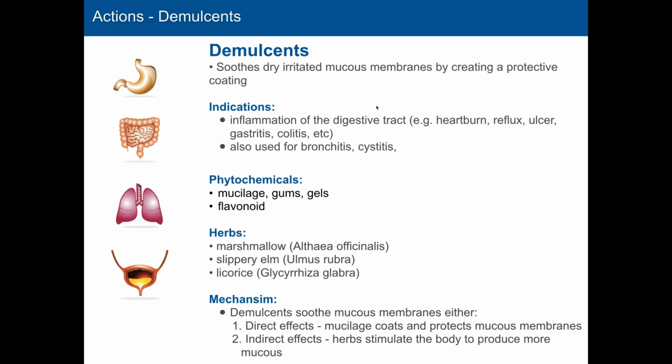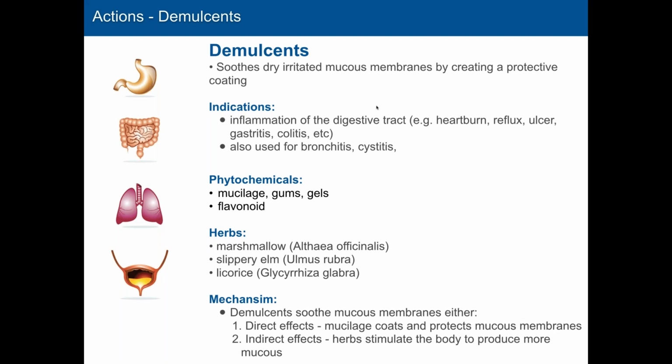If someone has colitis, that means inflammation of the colon. So itis always means inflammation of. So bronchitis is inflammation of the bronchioles. Gastritis, inflammation of the stomach. Esophagitis, inflammation of the esophagus. Cystitis, inflammation of the urinary tract. So whenever there's an itis in it, and it refers to a mucous membrane, maybe not arthritis, but if it refers to a mucous membrane, demulcents could potentially be useful in soothing and reducing pain and symptoms associated with it, okay?